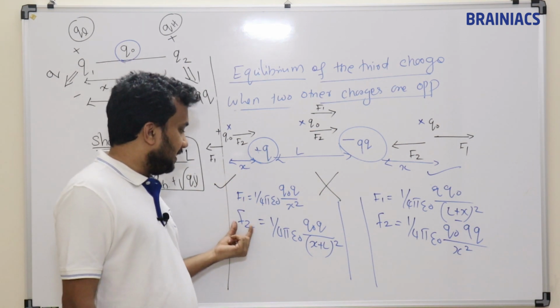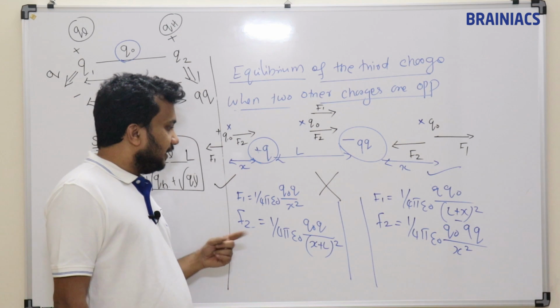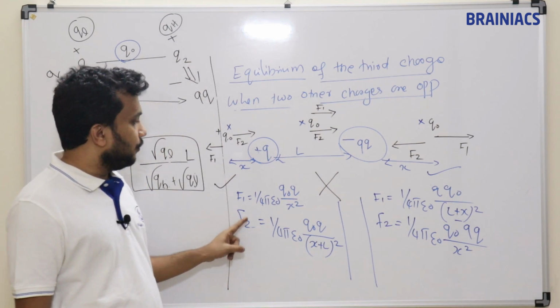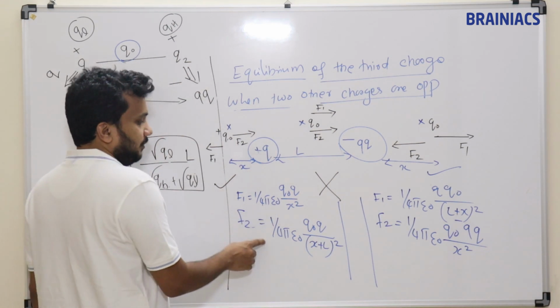Now if we come to F2, F2 is the force due to, here one mistake will be there, right?